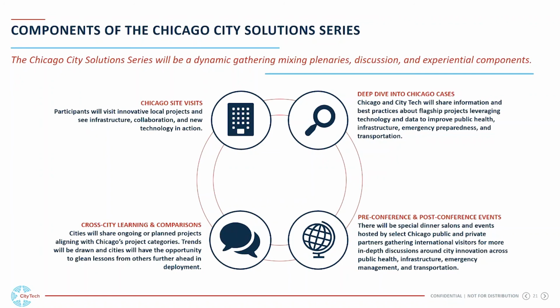So the City of Chicago and CityTech will provide high-level overviews on the information and best practices about some of our flagship technology projects. We will be bringing in the practitioners of those projects. So we will have representatives from the City of Chicago, the various departments, such as the Department of Transportation, the Department of Water Management, the Department of Information and Technology.